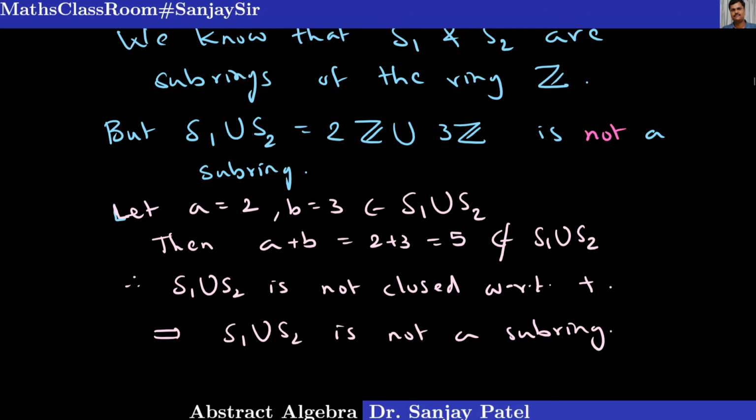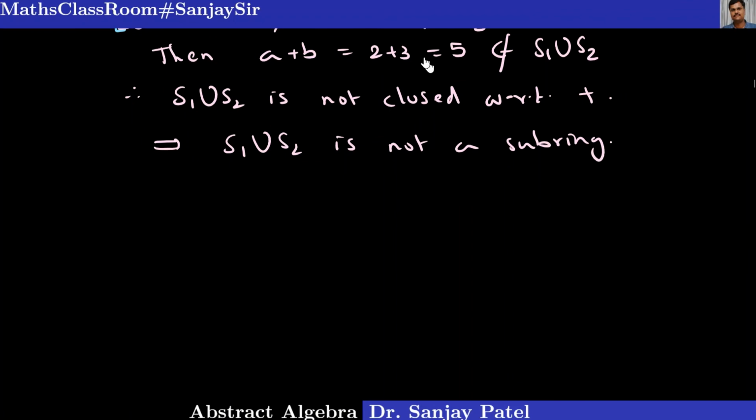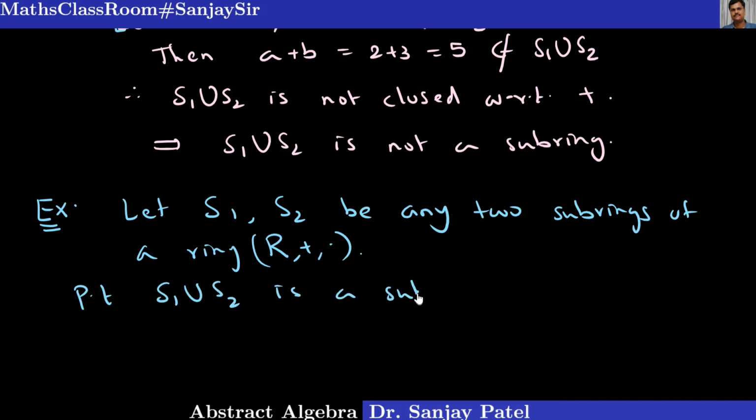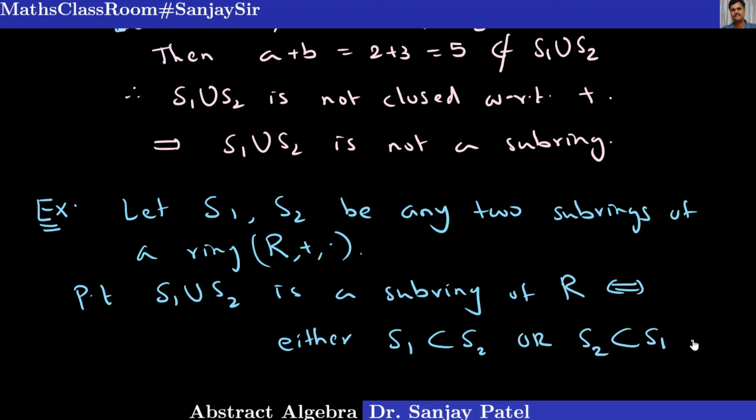Okay, and at the end of this lecture, I am giving you an interesting problem to solve yourself: prove that if S1 and S2 are any two subrings of a ring (R, plus, dot), then S1 union S2 is also a subring of R if and only if either S1 is a subset of S2 or S2 is a subset of S1. So this you can try.